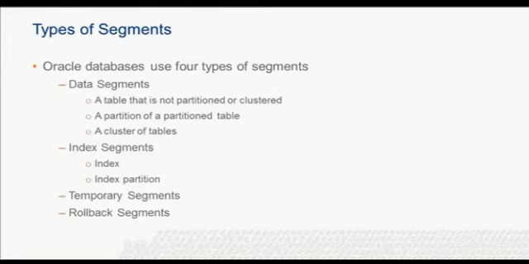A cluster, like a table, is a type of data segment. Rows in a cluster are stored based on key column values. A cluster may contain one or more tables. Tables in a cluster belong to the same segment and share the same storage characteristics. The rows in a cluster table can be accessed with an index or hashing algorithm.